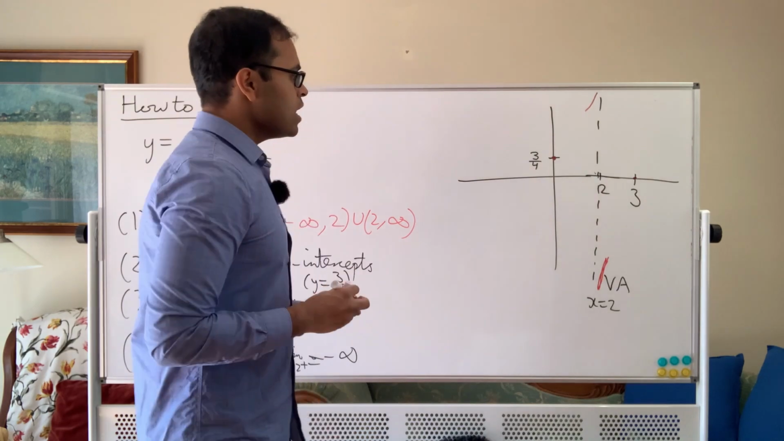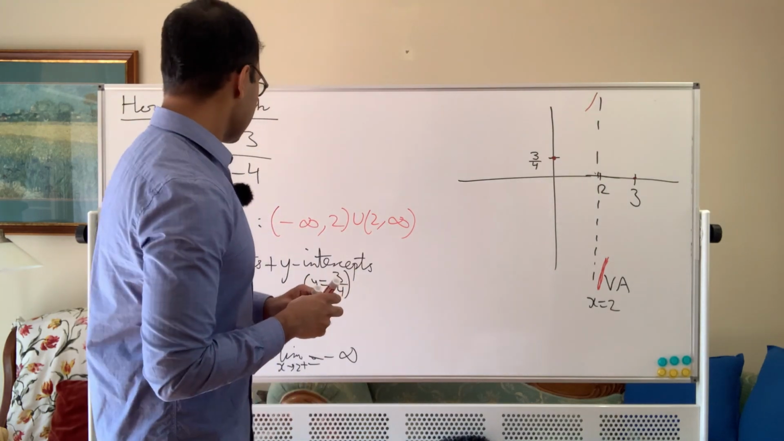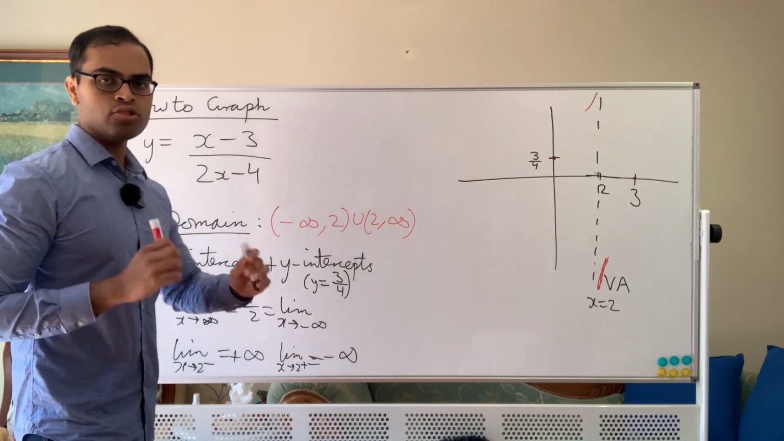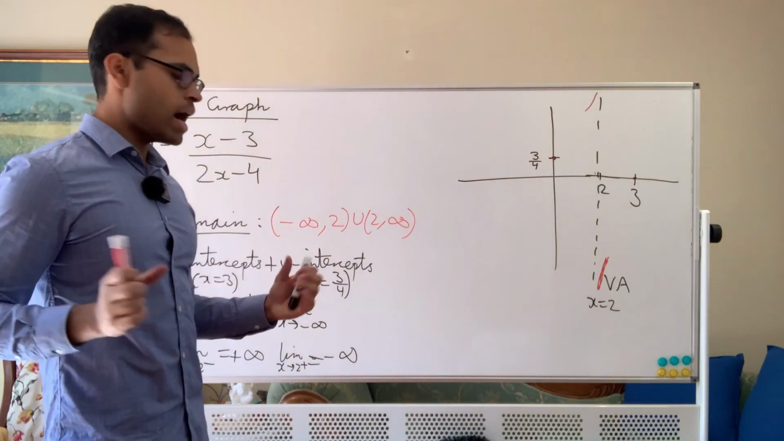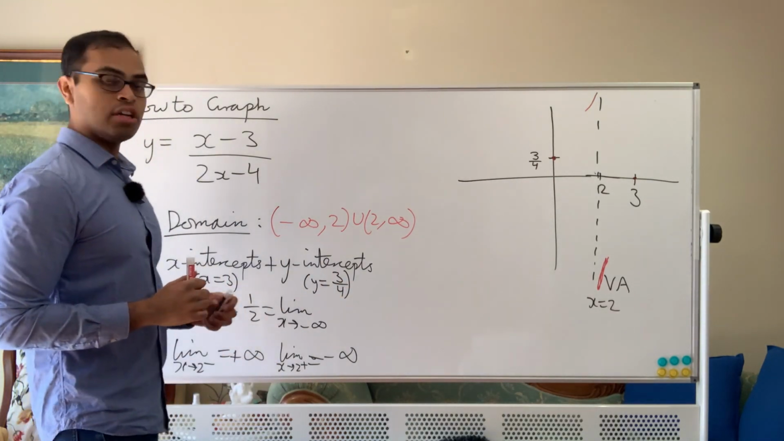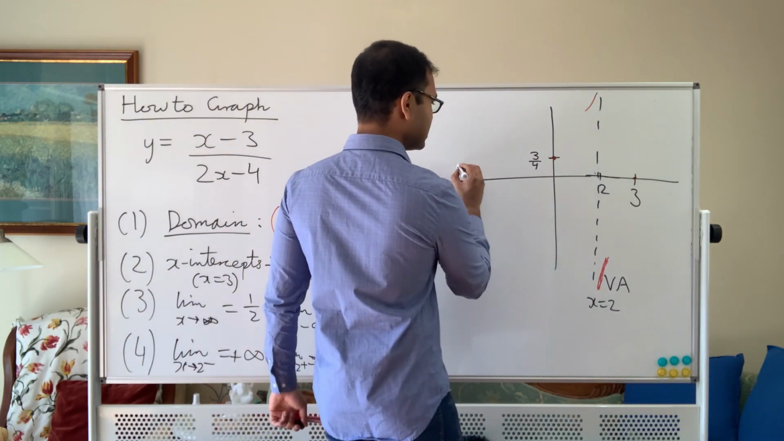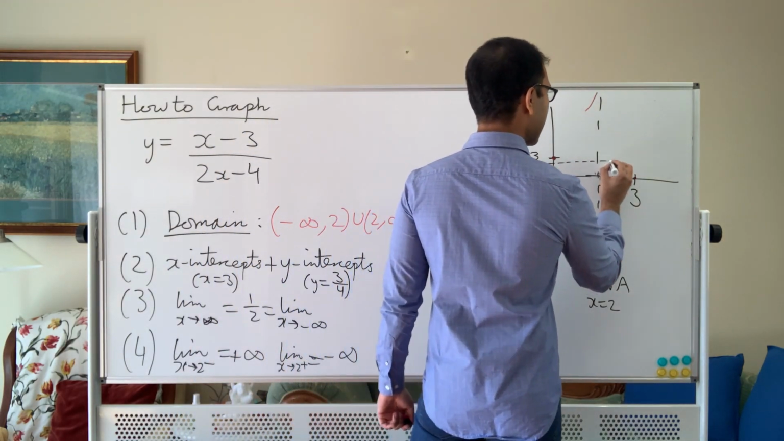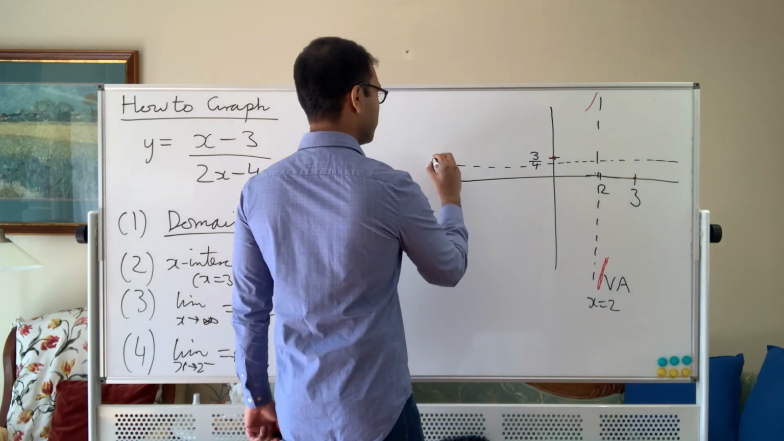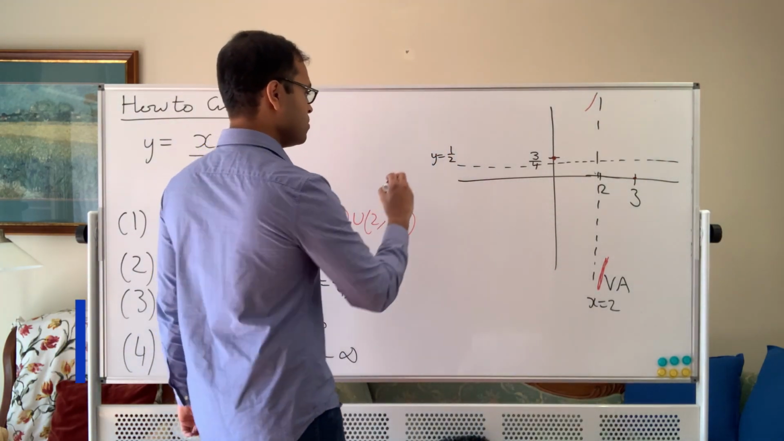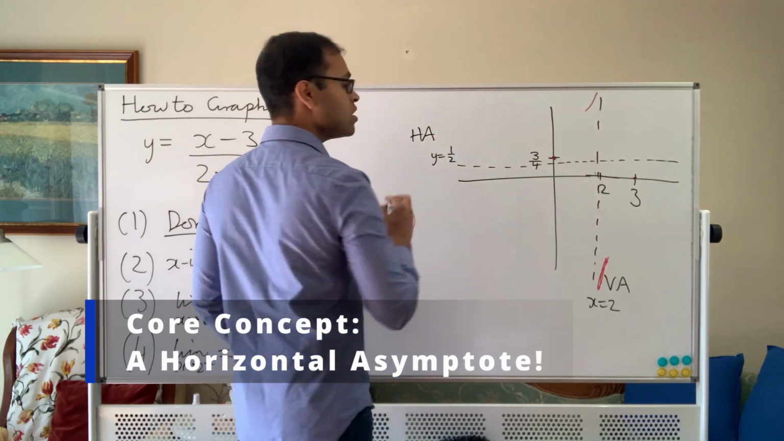Now, the next thing is what happens as x approaches infinity and minus infinity. Okay, you could do this in either order. We're just trying to get enough pieces and then join everything up. So as x approaches infinity, it's going to go to half. Okay, so what we now need to do is take this line. This is going to be the line y is equal to a half. And this is what we call a horizontal asymptote. Okay, so this is going to be a HA, a horizontal asymptote.